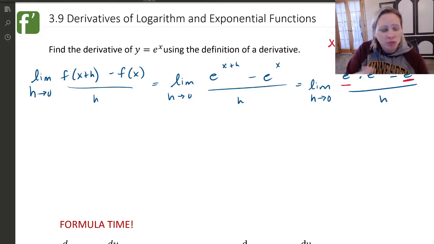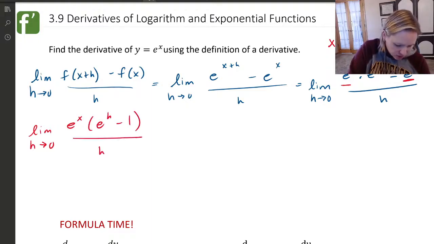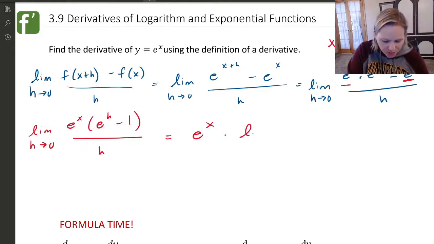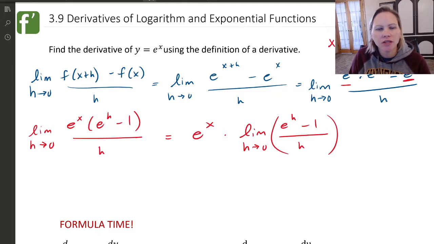And now what I'm going to do is algebraically manipulate this, and I'm going to factor out that e to the x. And it's going to look like this. Now, I'm also going to pull the e to the x out, because I'm evaluating the limit as h approaches 0 of this expression, and I can't do anything with the e to the x. There's no h in it, so it's not impacted in any way, shape, or form. So remember, I'm finding a derivative equation. So anything with just x in it, I'm going to be pulling out.